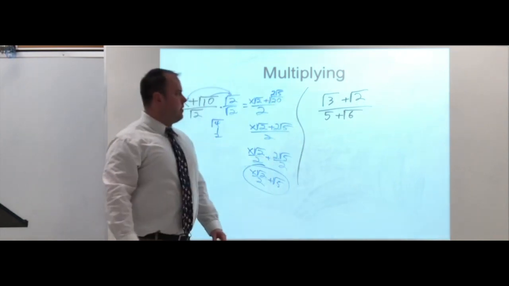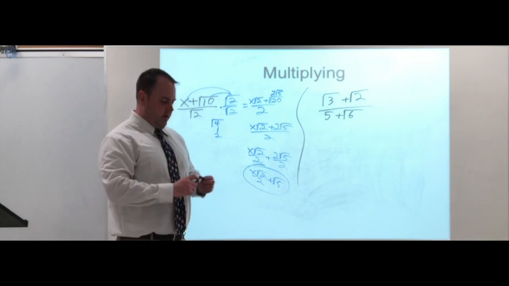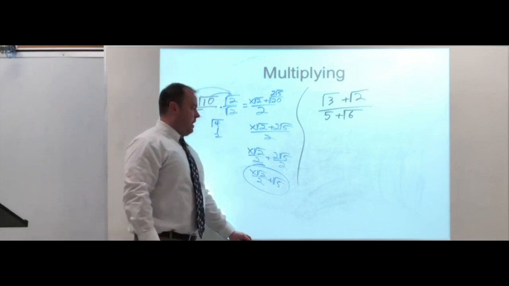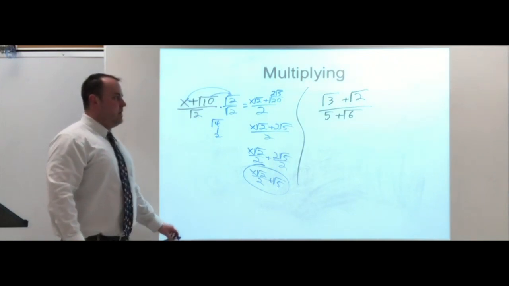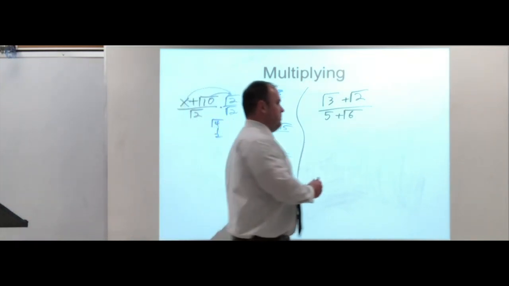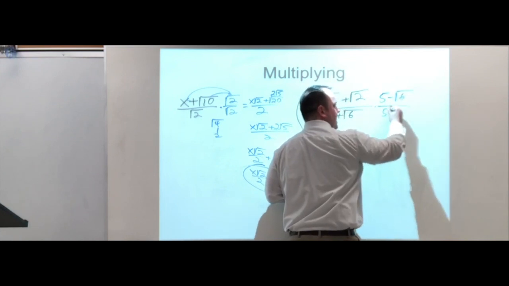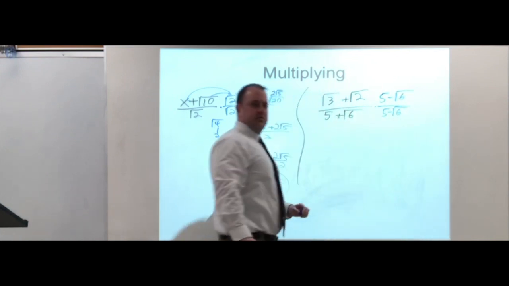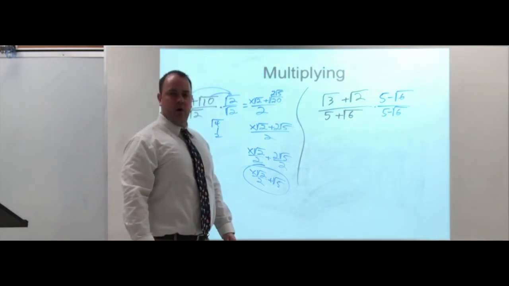So we have square root of 3 plus square root of 2, then denominator 5 plus square root of 6. Now, we can't just multiply by square root of 6 like we did over here, square root of 2, square root of 2. We need to multiply by the conjugate since we have a binomial. 5 minus square root of 6, 5 minus square root of 6. Okay, and how we're going to multiply it does turn into a lot of work.